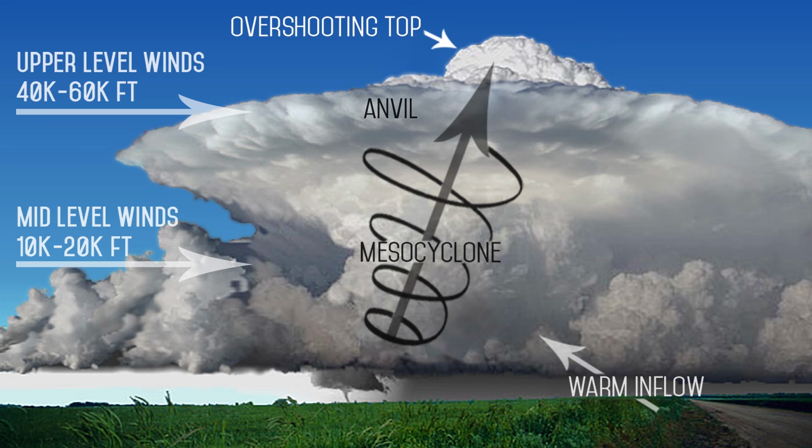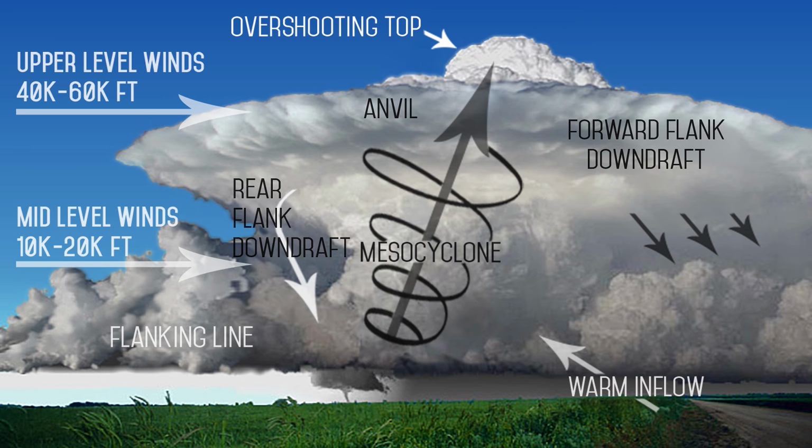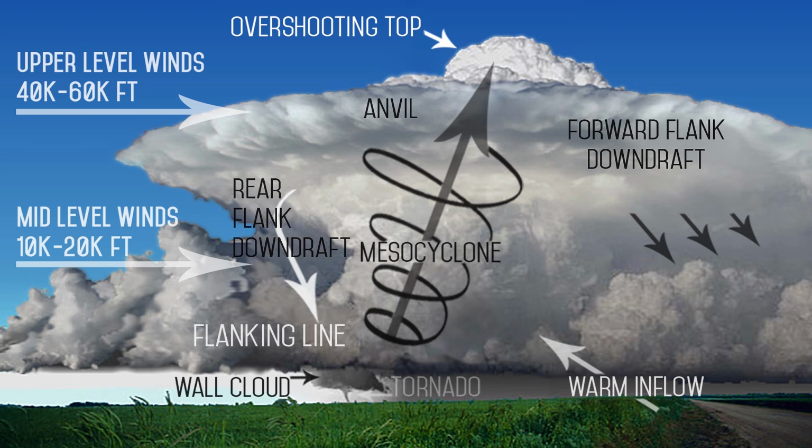The forward flank downdraft is the outflow from the rain-cooled air of the storm's downdraft. The rear flank downdraft is air from aloft that is transported down to the surface from colliding with the storm. The flanking line is produced by convergence along an outflow boundary extending from the storm. The wall cloud is located in the updraft region of a supercell. Tornadoes can form at this base.